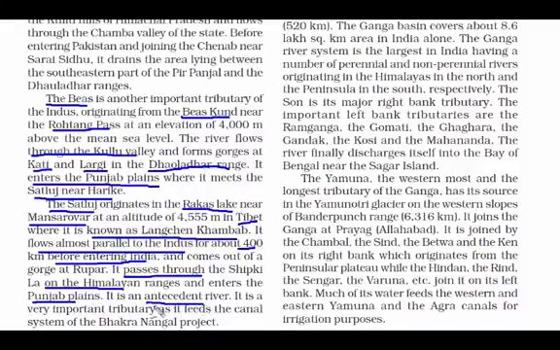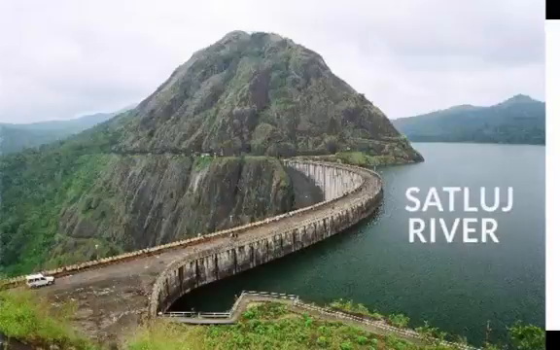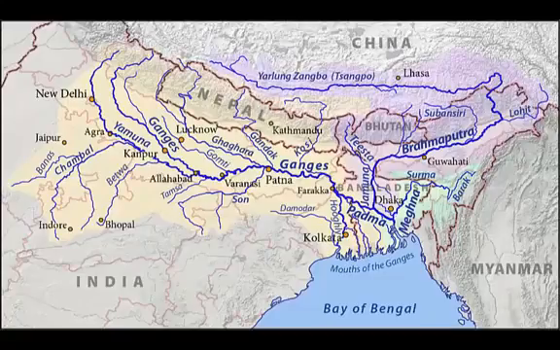It is an antecedent river. What is the meaning of antecedent? It means pre-existing. So it is a very important tributary as it feeds the canal system of the Bhakra Nangal project. So remember, Bhakra Nangal Dam is built over the river Satluj. With this, we have covered all the tributaries of the Indus river system. Now let's move on to the Ganga river system. So as we know, Ganga is the most important river of India.